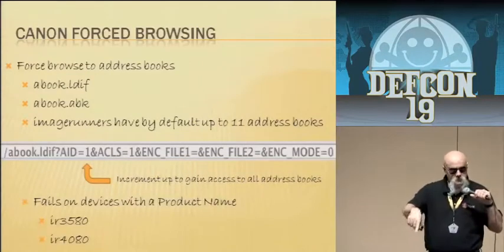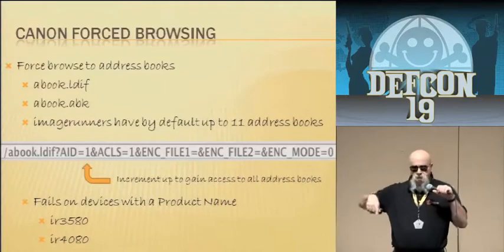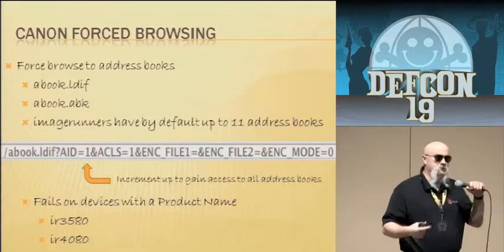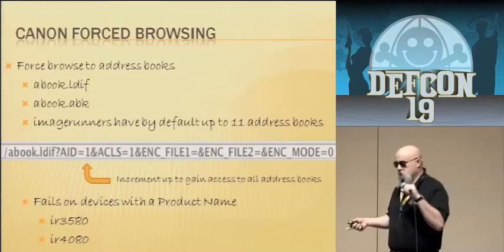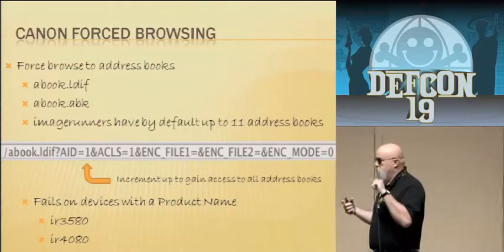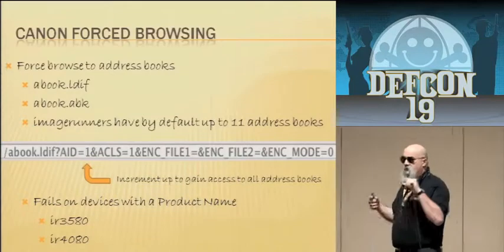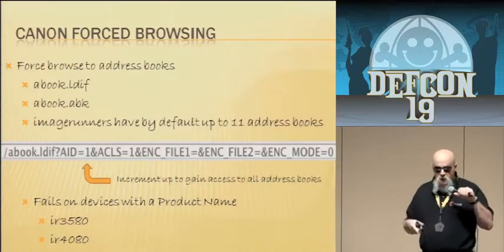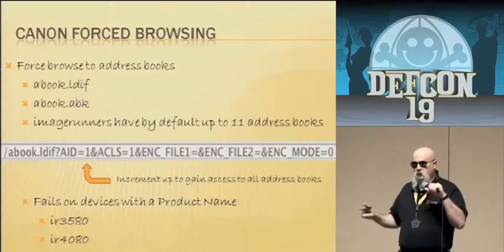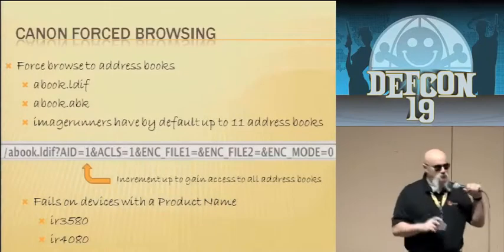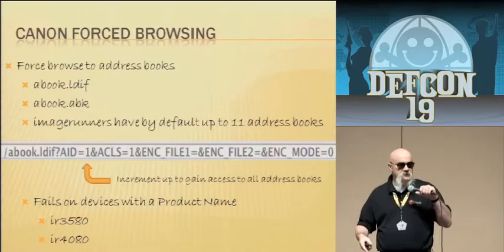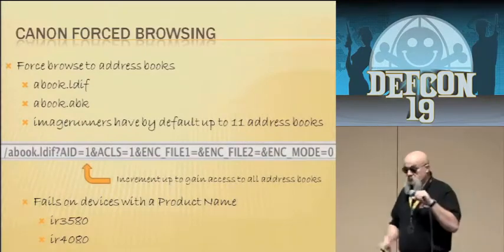Also, a quick note. Early this year, I had mentioned that I thought this was patched in a lot of devices because I was getting failures on a number of occasions. Well, I started analyzing a number of imageRUNNER devices, and I noticed that these two models here, product names IR3580 and IR4080, are the only two that I can find that this fails on. It works on all the others that have this address book functionality. Not that there may not be a way to get around on these devices, but this method fails on them. But it doesn't fail on all the other ones.